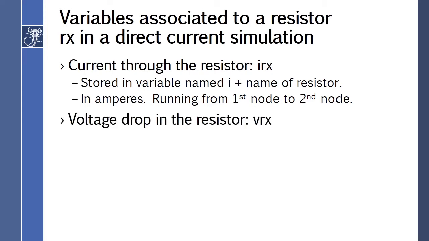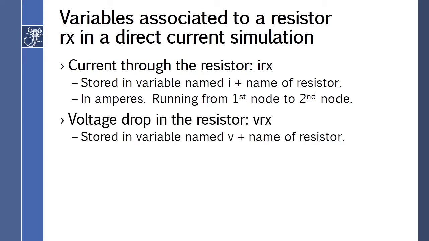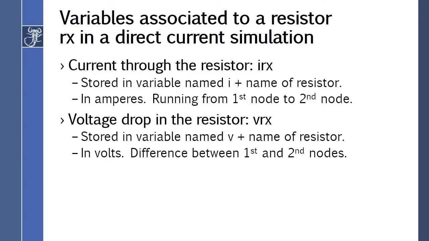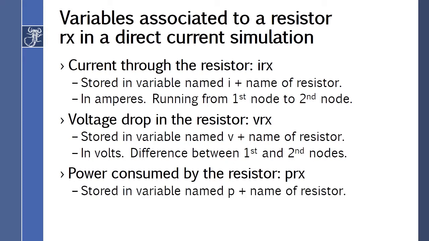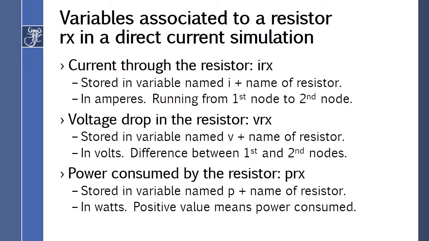We also get the voltage drop in the resistor, stored in a variable called V and the name of the resistor. It's given in volts, and it's defined as the voltage of the first node minus the voltage of the second node, based on the description of that resistor. Then we also have the power consumed in that resistor, which is stored in the variable P and the name of the resistor, given in watts. And since it's a consumed value, positive values mean this is power consumed.